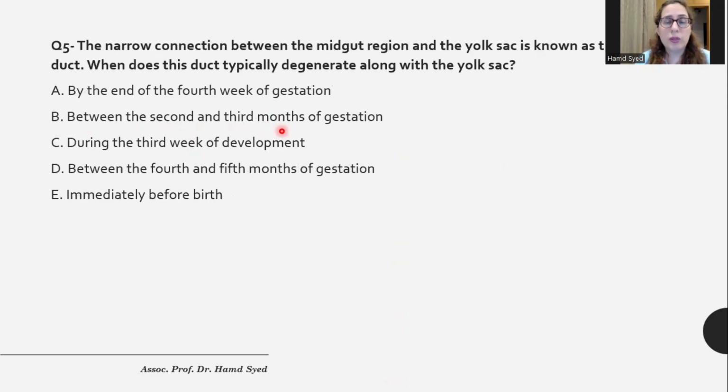The narrow connection between the midgut region and the yolk sac is known as the vitelline duct. When does this duct typically degenerate along with the yolk sac? So remember that it is between the 2nd and 3rd months of gestation in which the vitelline duct is going to degenerate.